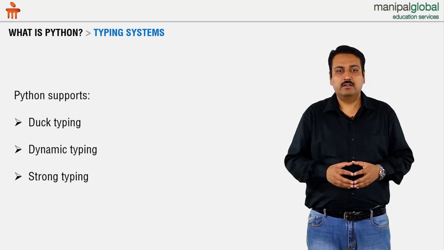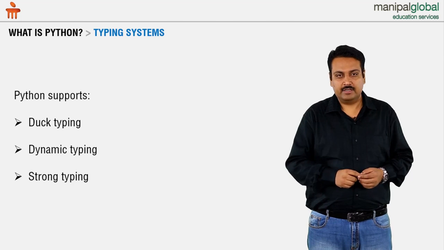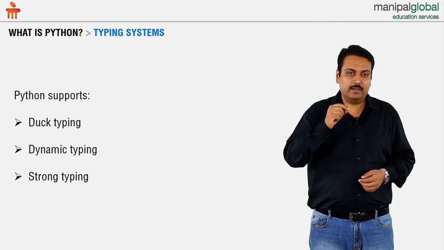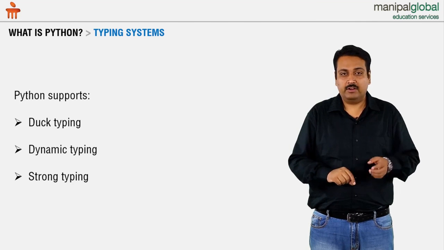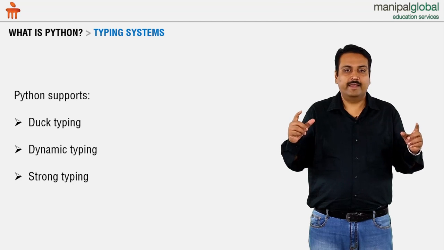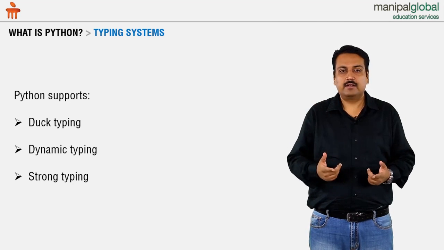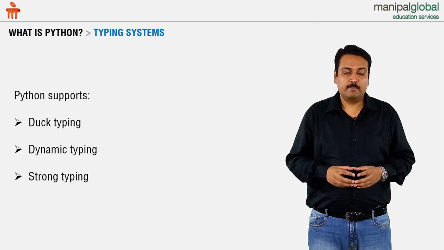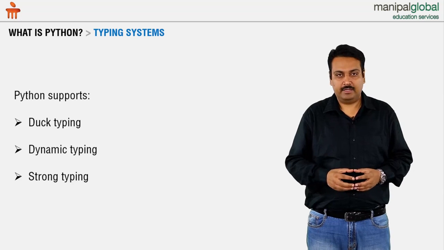Strong typing would mean that if a variable is an integer, it will ensure that it behaves like an integer. If a variable is a string, we cannot take that string variable and put it in a mathematical or arithmetic expression. If we do that, it will yield an exception. And that is what strong typing is.